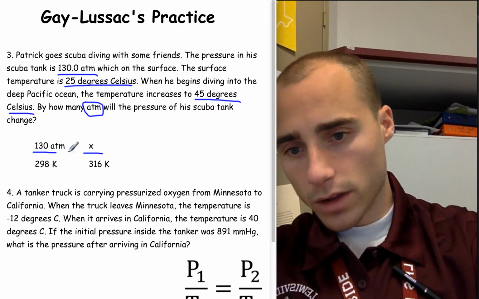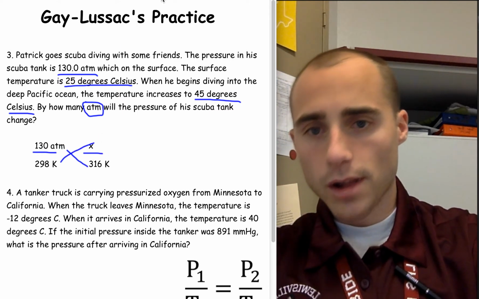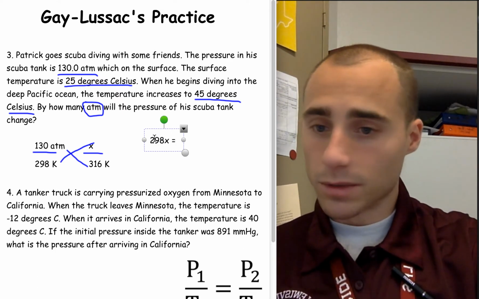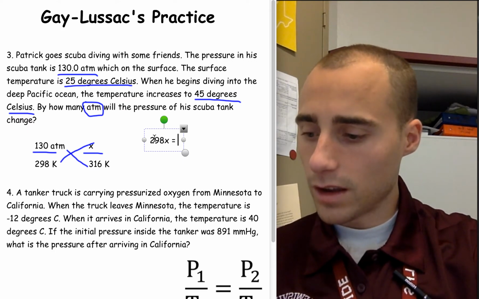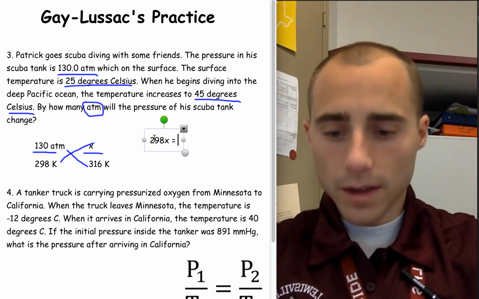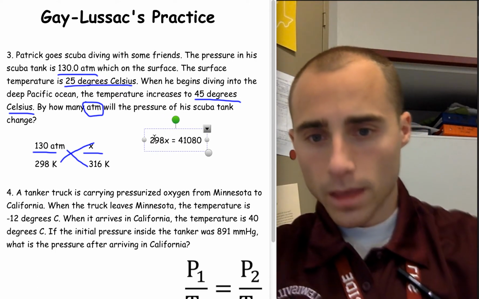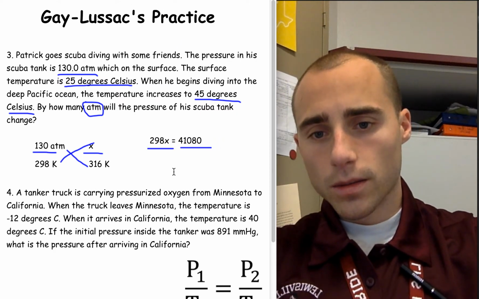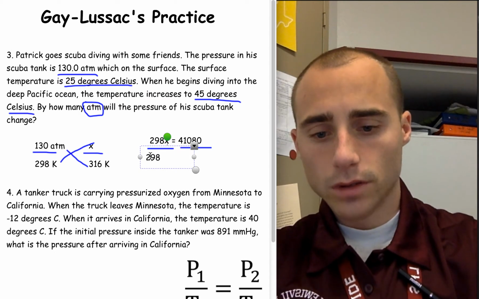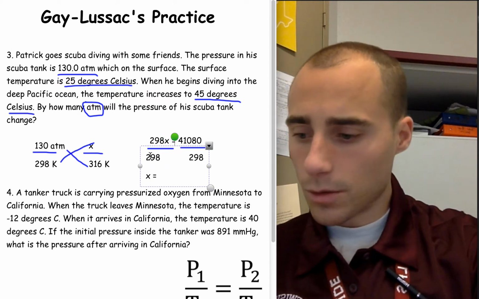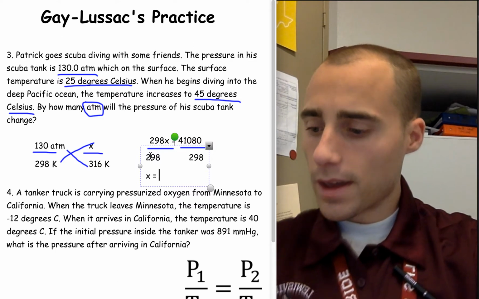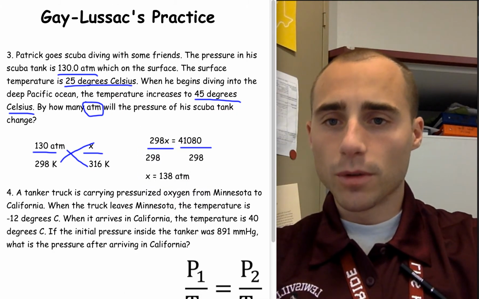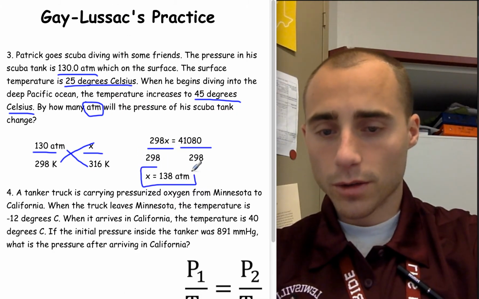We're going to go through this quickly because you've seen a few examples so far. So you end up with 298x equals, this is going to be a big number, 130 multiplied by 316, 41,080. Divide both sides by 298. We end up with x equaling 41,080 divided by 298. X is going to come out at 138. That's rounded up. 138 atmospheres because we are measuring in pressure. So that right there is going to be our final answer.